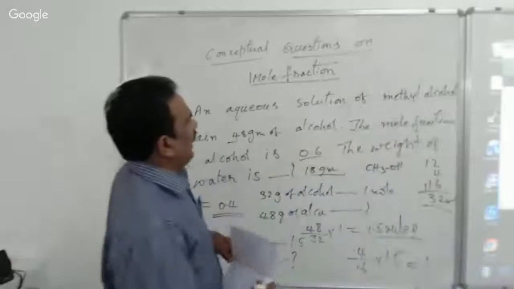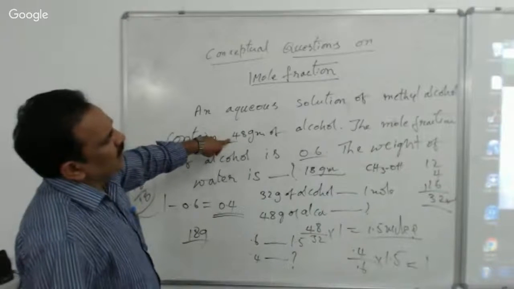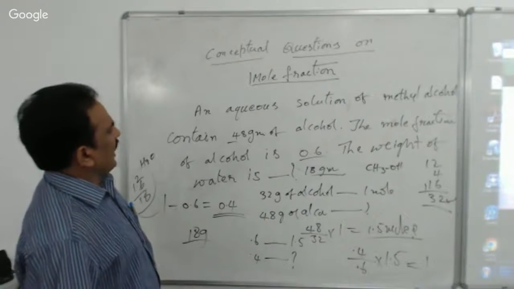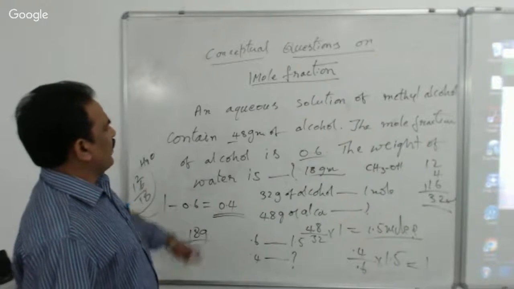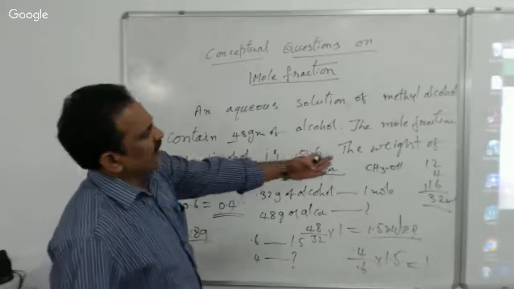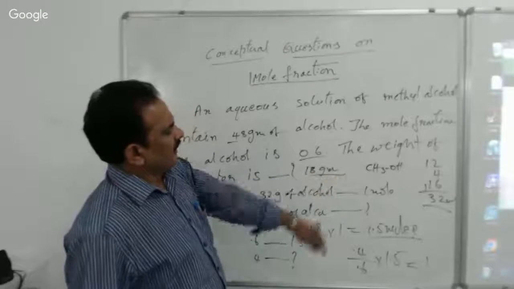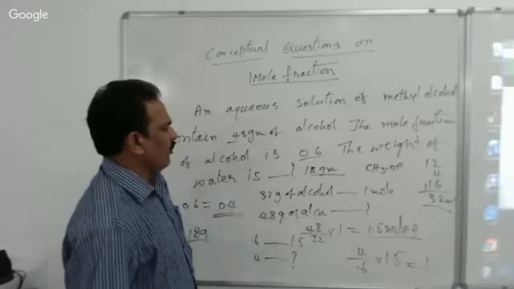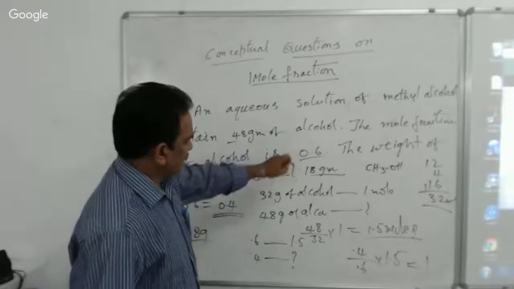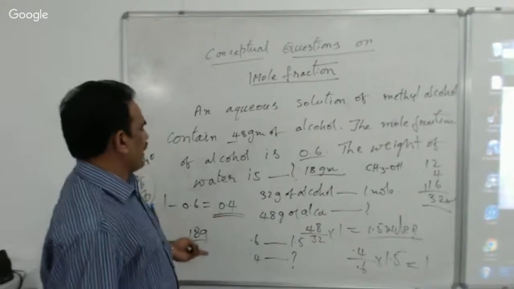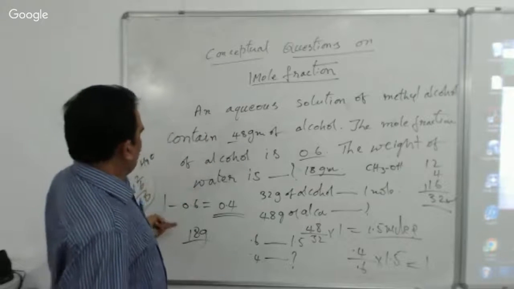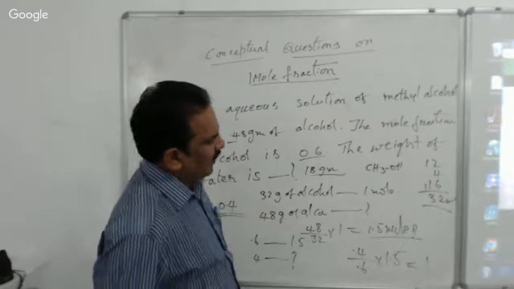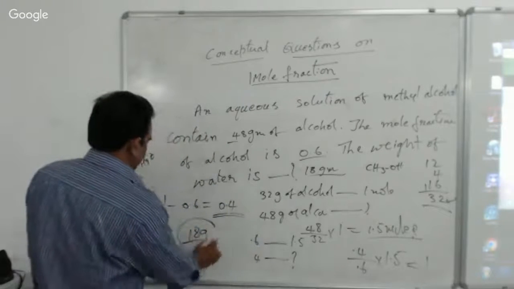What I am talking about is an aqueous solution of methyl alcohol containing 48 grams of alcohol and the mole fraction of alcohol is 0.6. The weight of water is what we need to find out. So what I did here: 48 grams of alcohol is how many moles? By knowing the molecular weight of methanol, which is 32, 32 grams of methyl alcohol is 1 mole. So 48 grams is 1.5 moles. If 1.5 moles is equal to 0.6 mole fraction, then we know the mole fraction of water also. If the alcohol is 0.6, the other component should be 0.4, that is 1 minus 0.6. So 0.4 is equal to 1 mole. So 1 mole of water weighs 18 grams. So 18 is the answer.